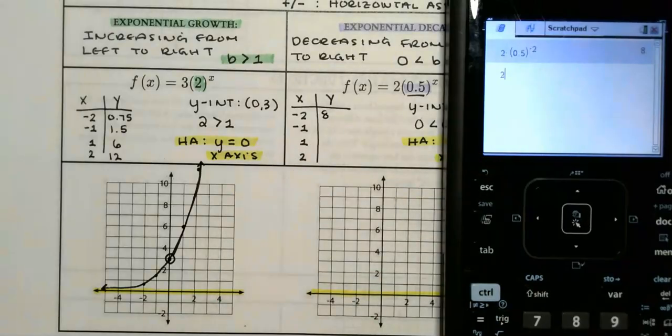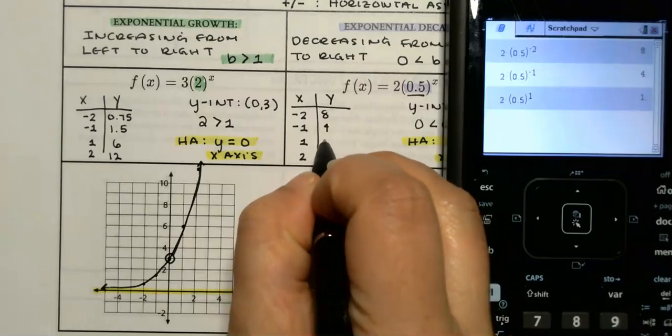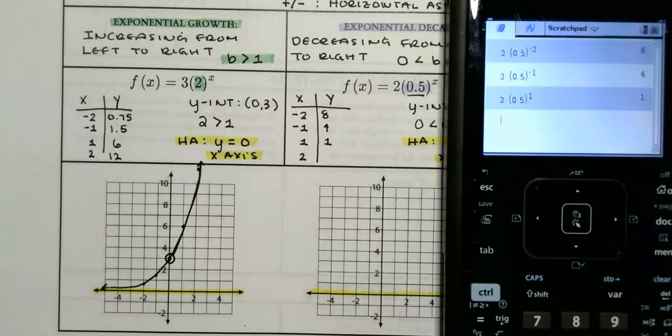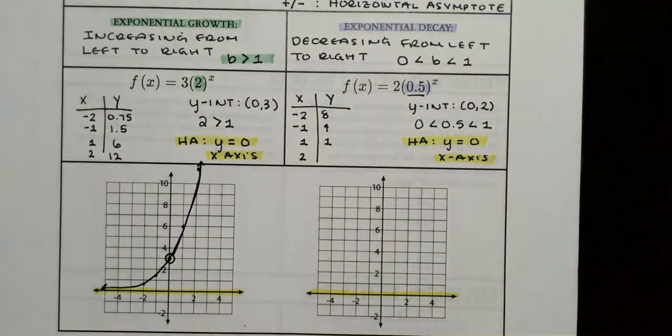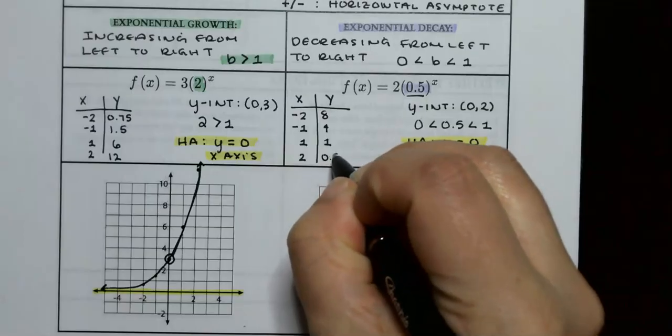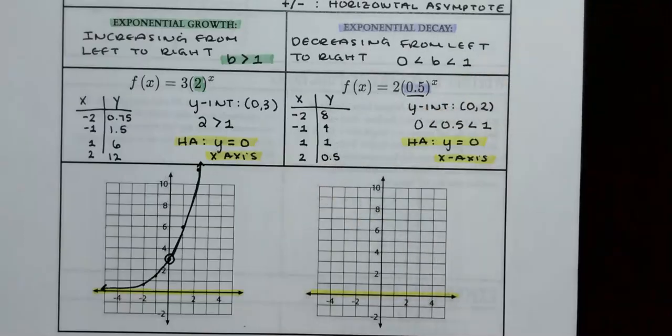And then if I do 2 times 0.5 raised to the -1, I get 4. And then if we do 2 times 0.5 raised to the 1 power, we're going to get 1. And then if we do 2 times 0.5 raised to the 2nd power, we're going to get 0.5. Okay. So I'll put 0.5. We can clearly see that these numbers are going down instead of up.